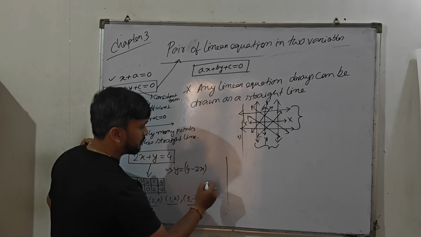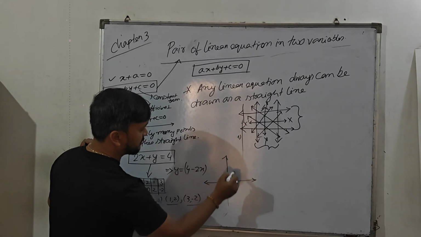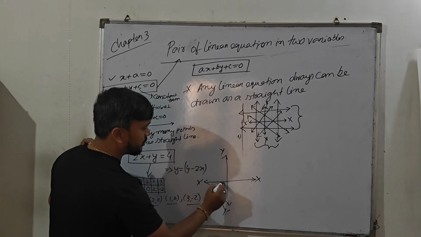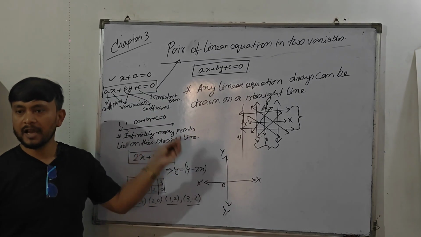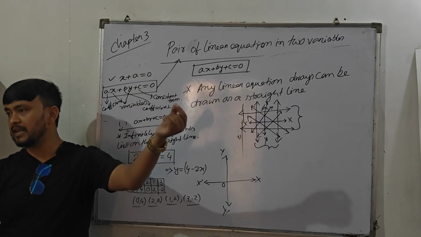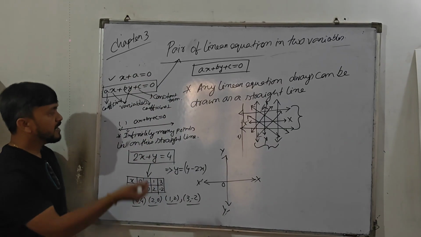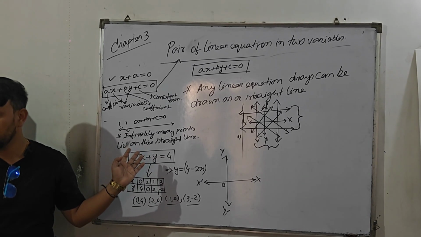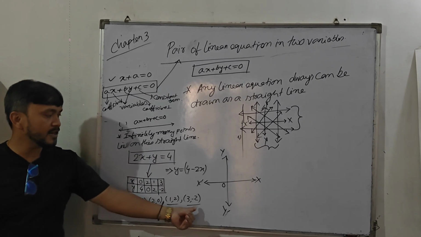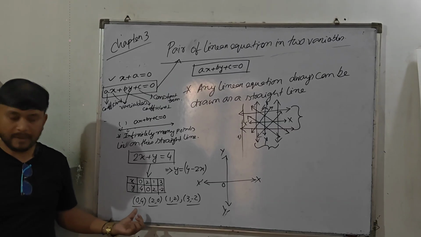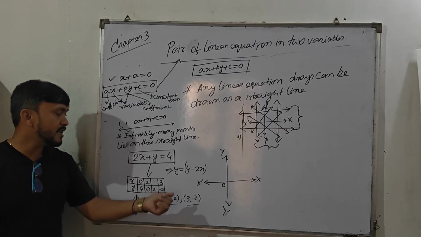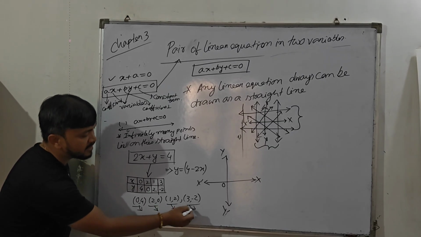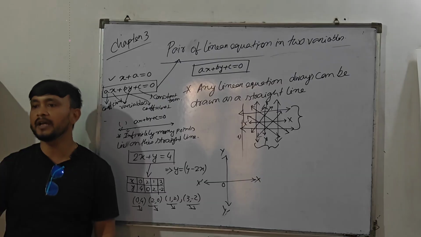Now draw the x and y axes. This is the x axis, this is the y axis, and this is the origin. Plot these 4 points and join them together. It will be a straight line. Now, on any straight line infinitely many points lie, so we can get infinitely many pairs of x and y values like this. Each and every pair of coordinates indicates one solution of the equation.